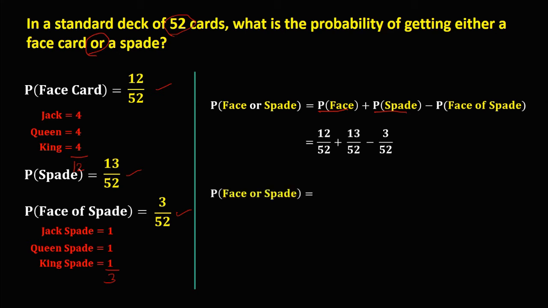So this probability of face or spade now is equal to 12 plus 13, that's 25, minus 3, that's 22, over 52. Then we need to reduce, divisible by 2. So the final answer now is 11 over 26. So this is the probability of getting either a face card or a spade.